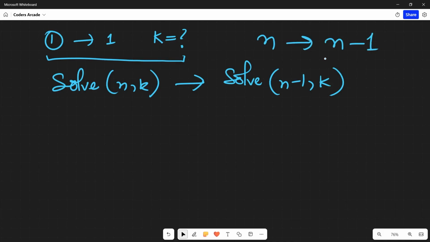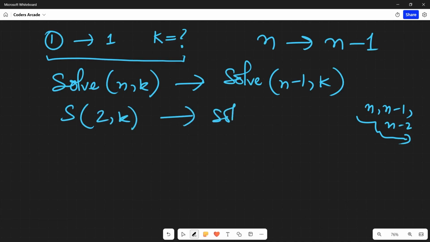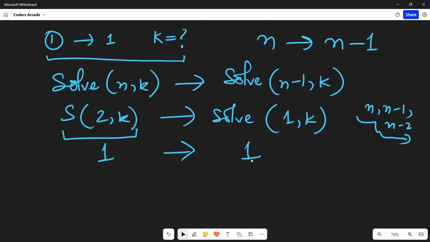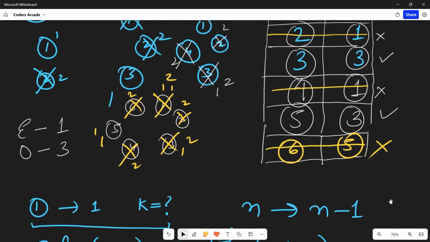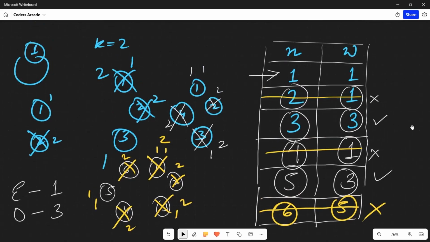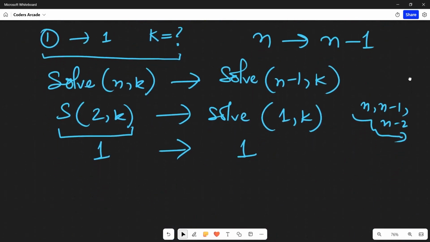Like if you have learnt about factorial or any other Fibonacci series, then you see that from n we go to n minus 1, n minus 2, and so on, right? That is how our recursive algo works. So here what we have to do is we have to check something like this. So if I say solve of 2 comma k, is it somewhere related to solve of 1 comma k? Can we verify this? So the answer for 2 comma k was 1 only, right? And if you see properly, for 1 also it was 1 only. If I go back to this table here, then you can see that for 2 also it was 1 and for 1 also it was 1, right? So they are similar. So I am getting a relation here.